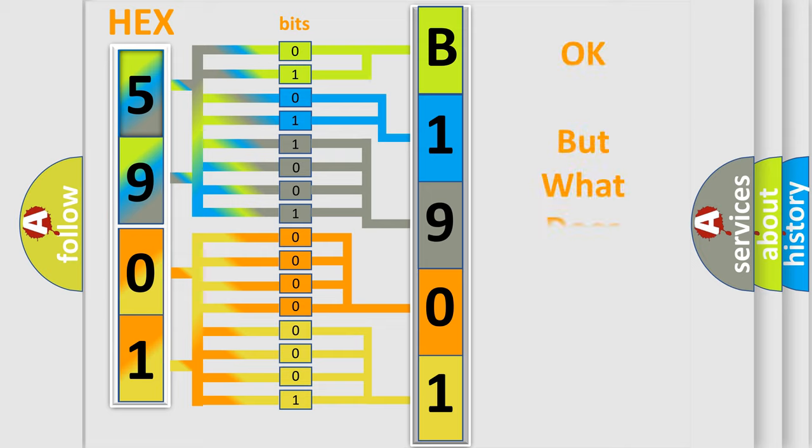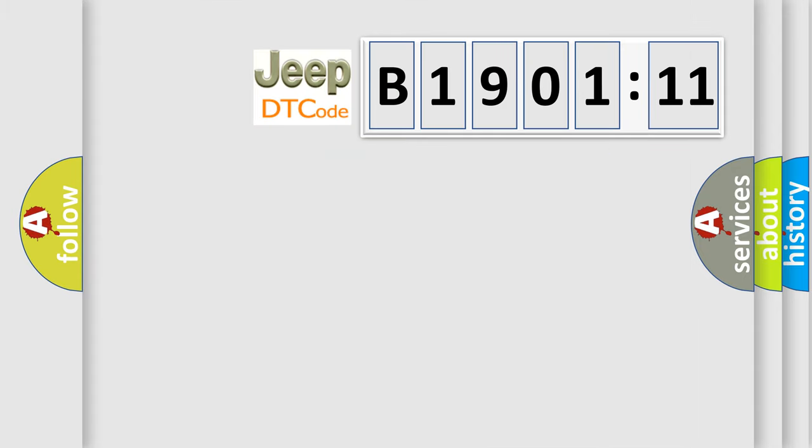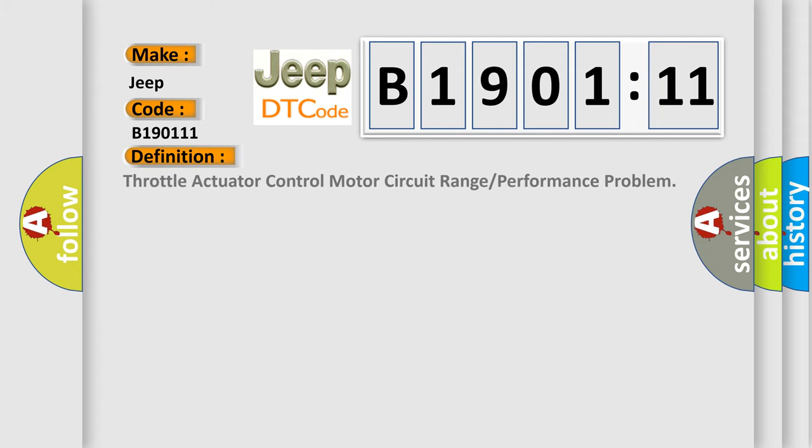The number itself does not make sense to us if we cannot assign information about what it actually expresses. So, what does the Diagnostic Trouble Code B1901-11 interpret specifically for Jeep car manufacturers? The basic definition is throttle actuator control motor circuit range or performance problem.